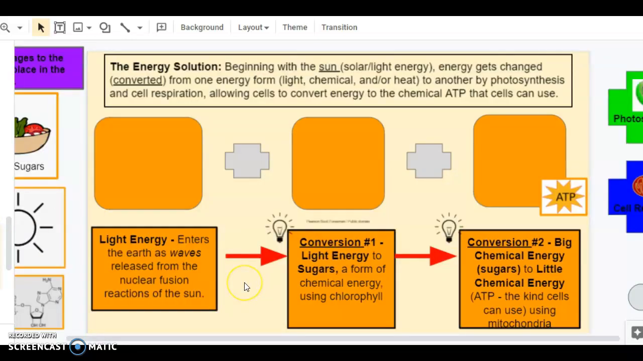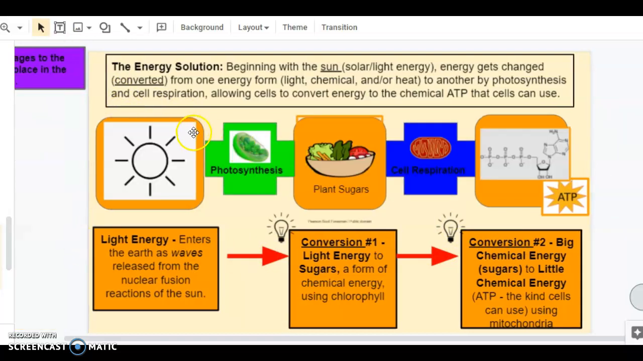So let's do a quick overview of this again. Take a minute, pause this video, and arrange all of these images that you see on the sides to show the process from light energy to ATP. Then come back and check your answers. Check the way you arranged your images and fix any mistakes.